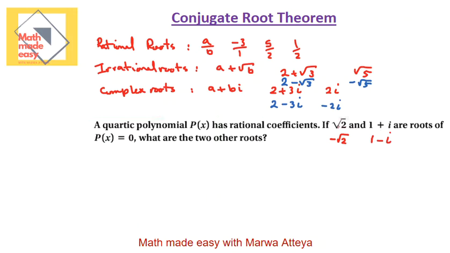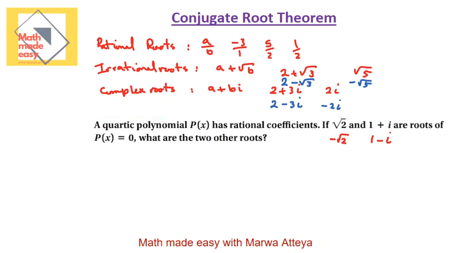So if I see that a polynomial function with rational coefficients has a root of radical 2, I know for a fact its conjugate, negative radical 2, is also a root, even if it's not given. If I know that 1 plus i, which is an imaginary or a complex number, is a root, then I know for a fact that its conjugate, 1 minus i, is also a root.